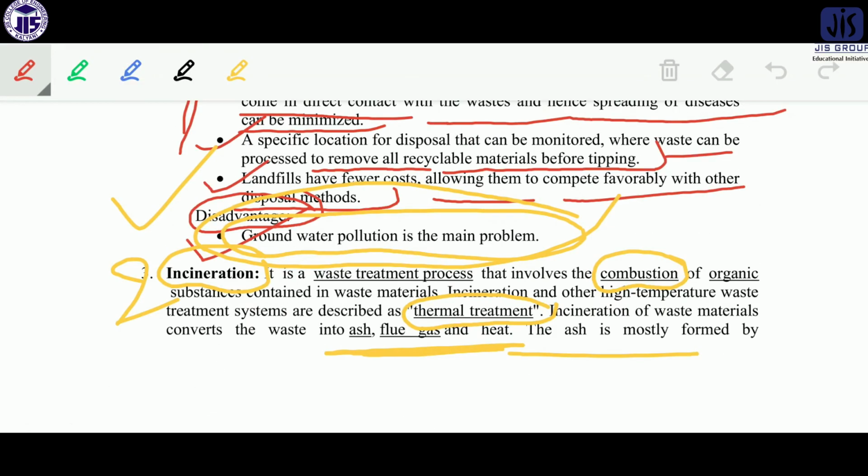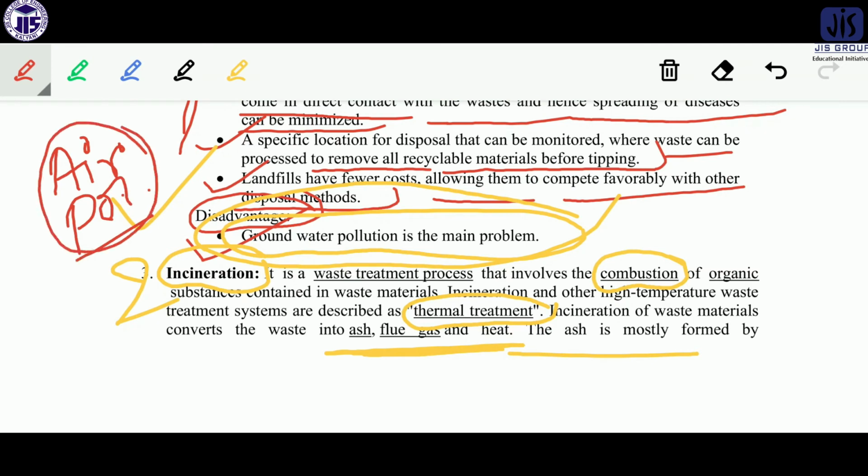So what are the drawbacks of the incineration process? First of all, it produces air pollution. This is the huge drawback of the incineration process. If we burn all the materials in a closed chamber, that is another thing. But generally in India, it is burned in open places or in the field, and that's why a huge amount of air pollution is created. This is the major problem.